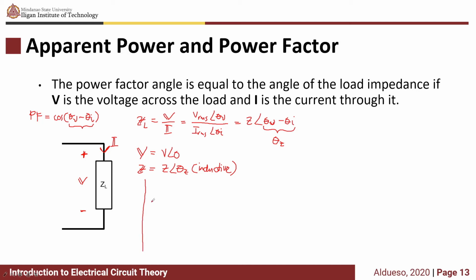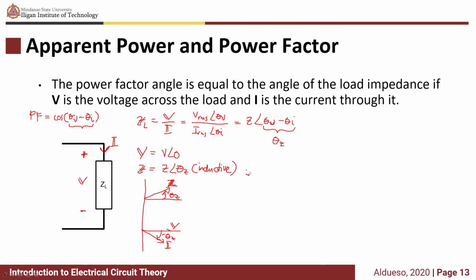So plotting them in the phasor diagram, if this is our Z, angle theta Z, and this is our V, our I is lagging. So our current lags the voltage by the angle of negative theta Z.